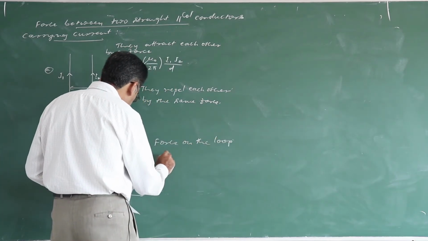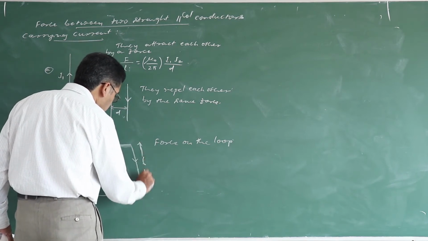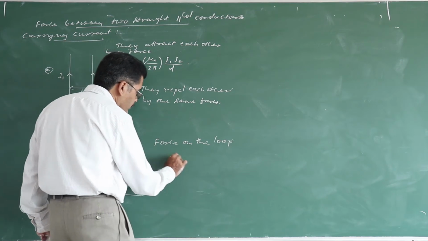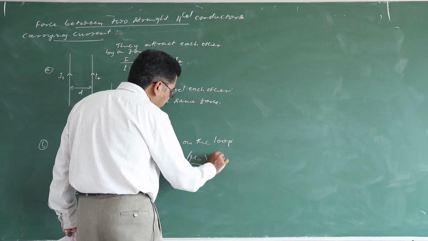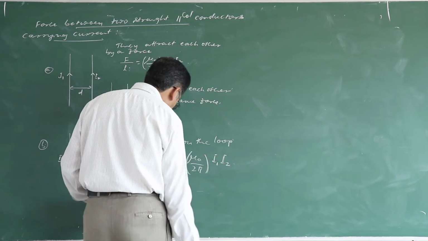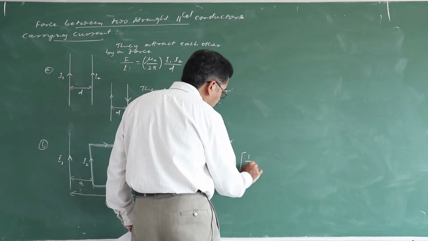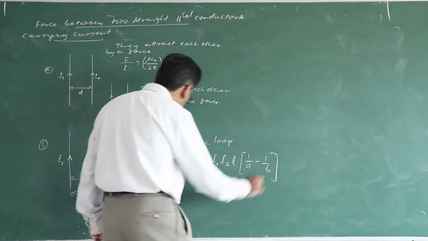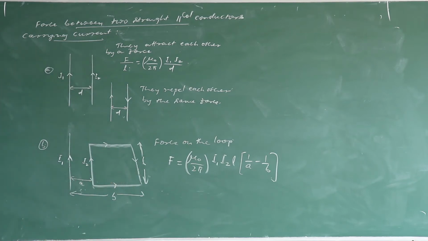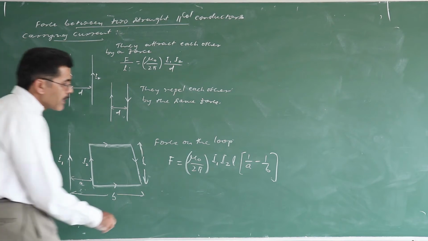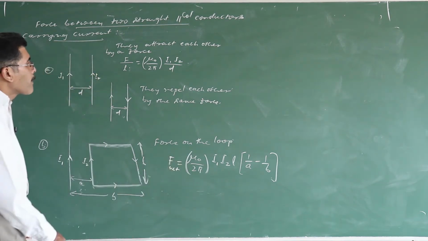F is equal to, suppose if you take this length as L, F is equal to mu naught by 2 pi I1 I2 into L (1 by A minus 1 by B). See here, attractive force is greater than repulsive force. However, if you want to find out the net force acting on the loop, it is given by this.